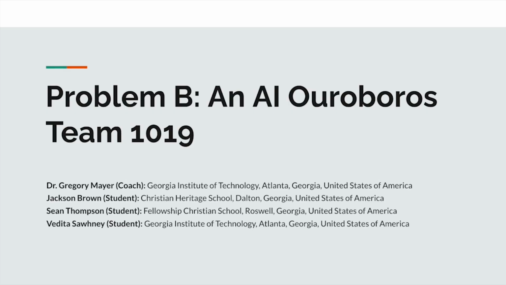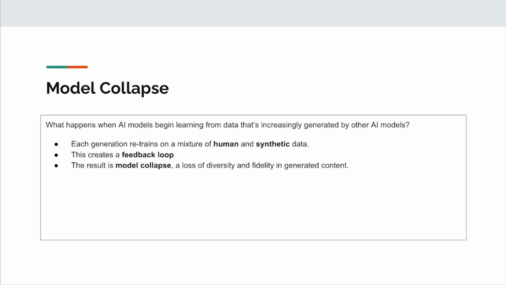In this project, we discuss model collapse, the phenomenon where, through generations of training on large datasets and putting information back into those datasets, AI-generated content gradually loses diversity and fidelity as it drifts away from the original human data.